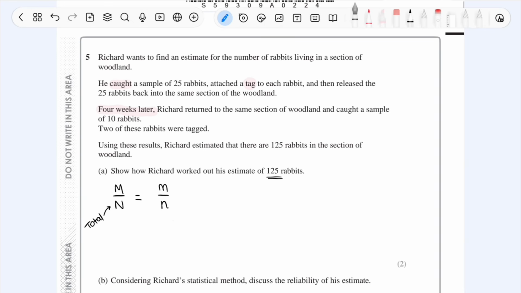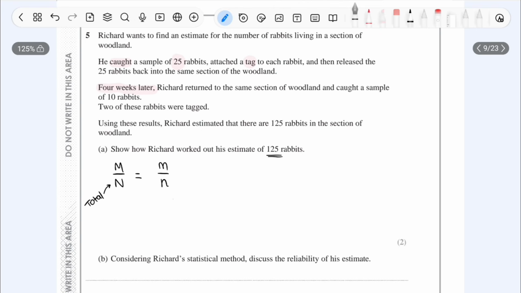Now we need to identify the values which correspond to the letters of the formula. As we saw, capital M was the number of our first sample, so let's find that value here. He caught a sample of 25 rabbits initially, and then he attached a tag to each rabbit. So capital M becomes 25. And we don't know N, and we're trying to find this, so we'll leave it as a variable.